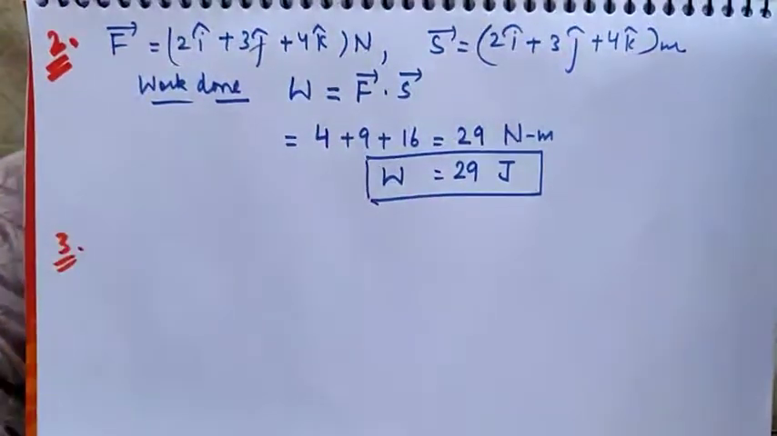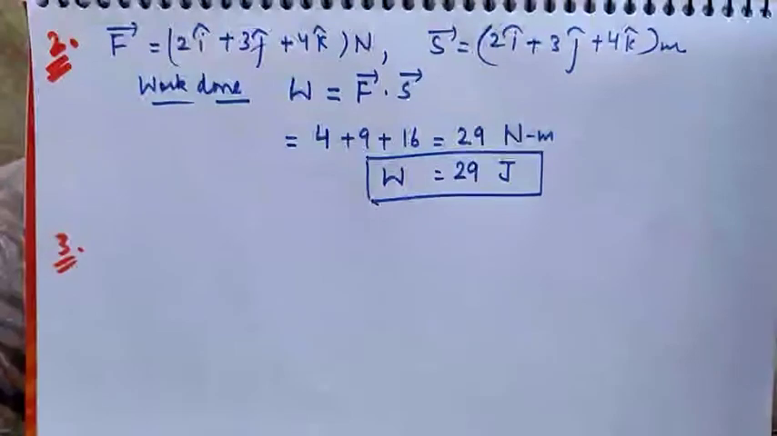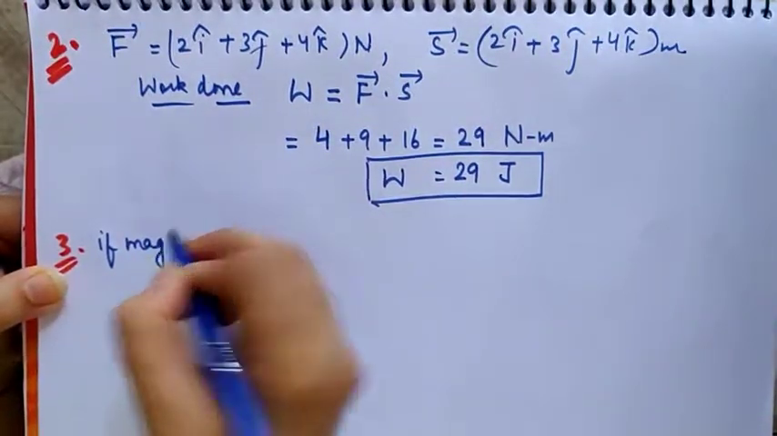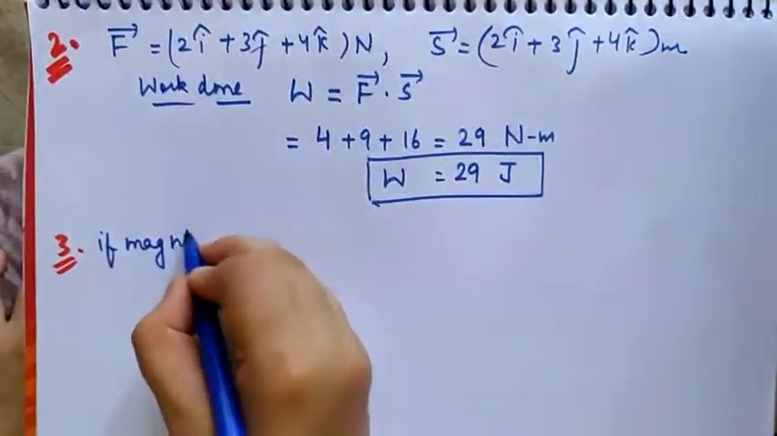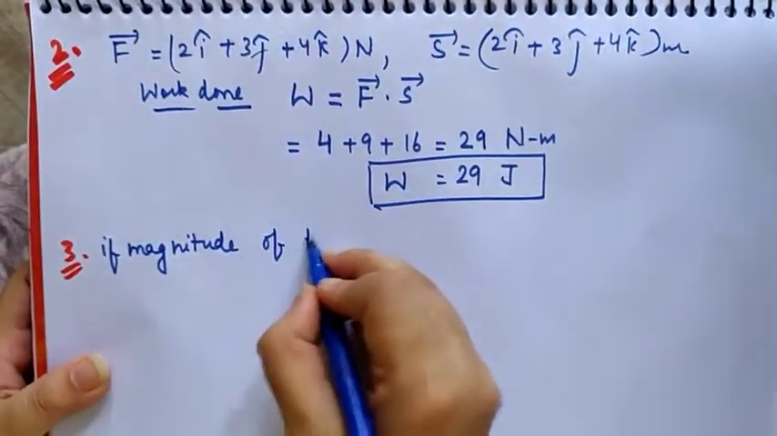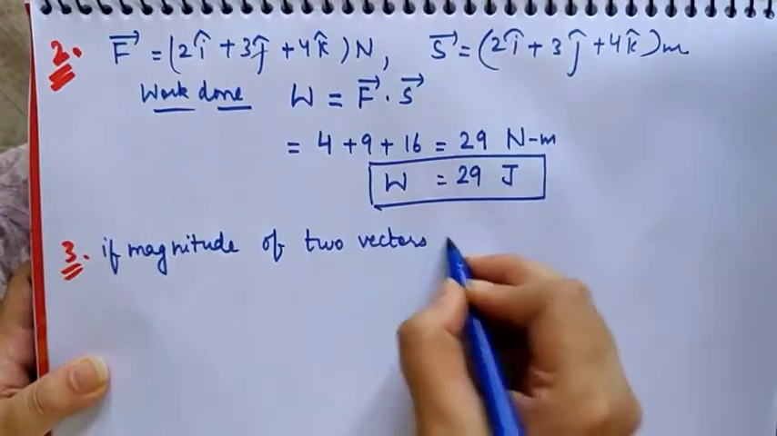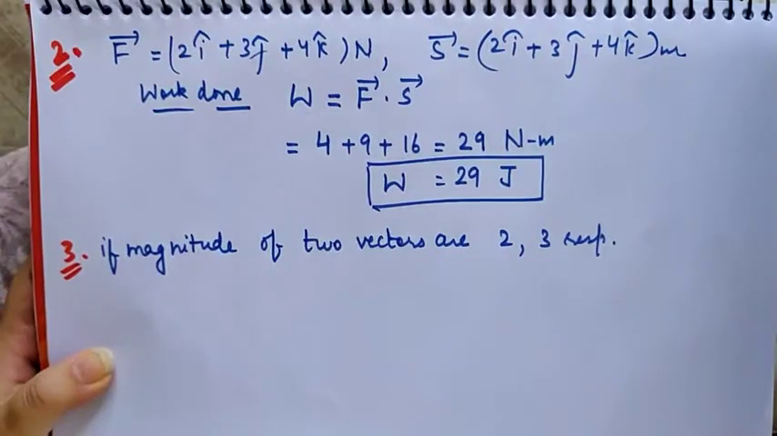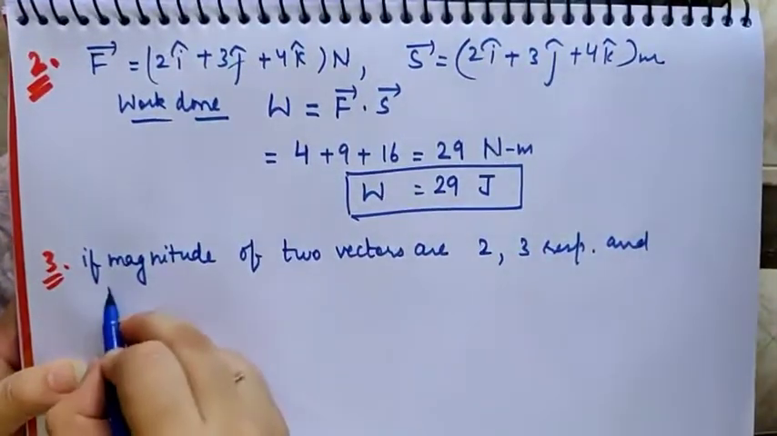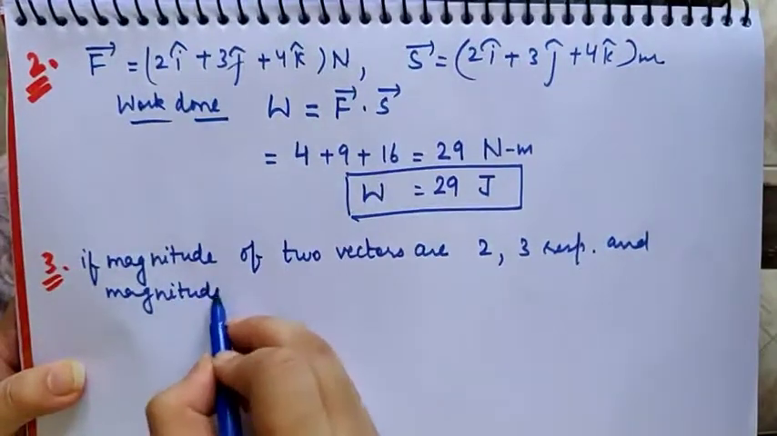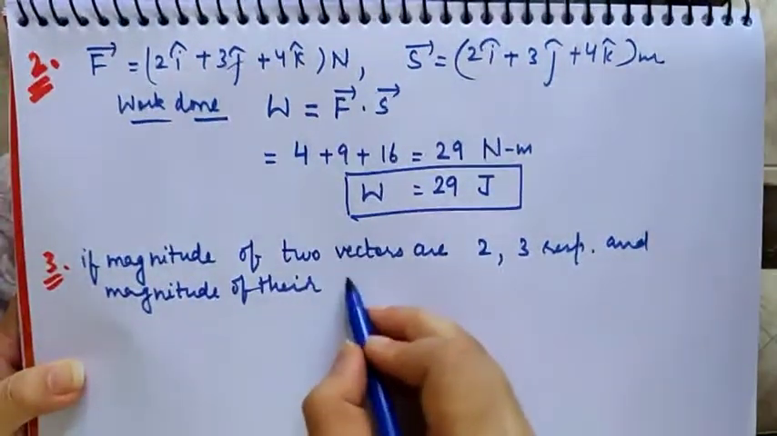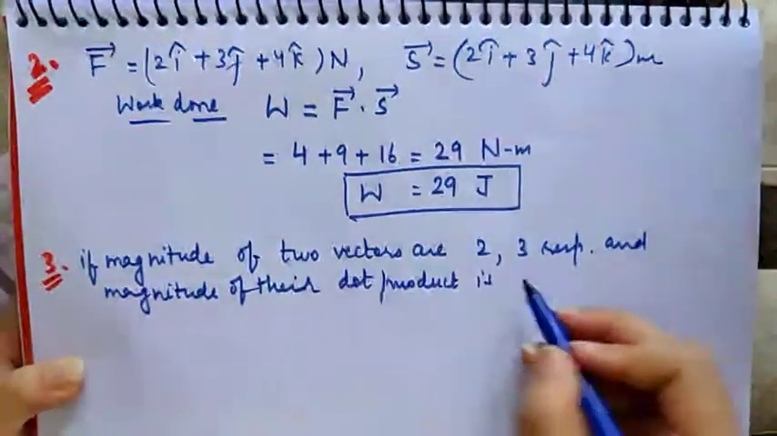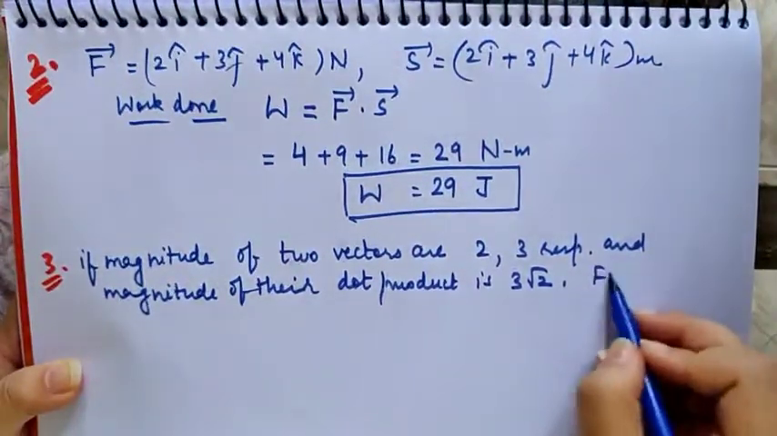Now coming to question number 3, for the same formula. Question 3 states: if magnitudes of two vectors are 2 and 3 respectively, and magnitude of their dot product is 3 root 2, find the angle between them.